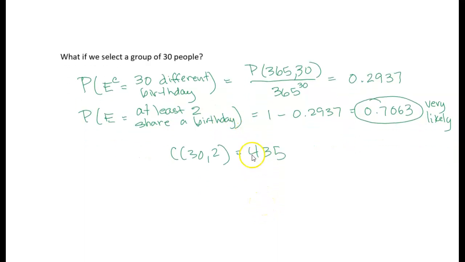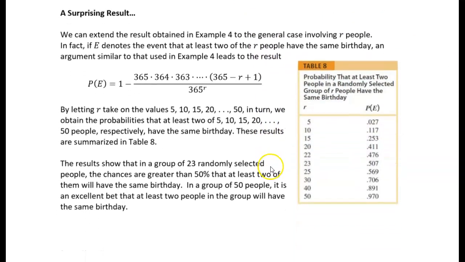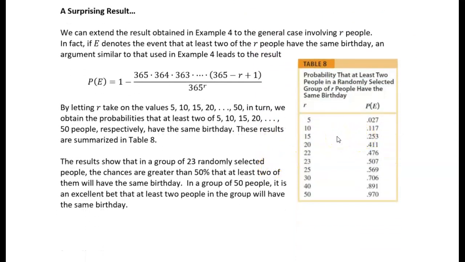This problem is actually in your book, and there's a table that gives the probabilities for various sizes of groups of people. The r is the size of the group, and then they've calculated the probability. This was the 5 that we started out with. 30 is right here, so that's the other number we calculated. But what's interesting too, you only have 50 people in a room, and there's a 97% chance that some pair of people will share a birthday. So there you go, the birthday problem.